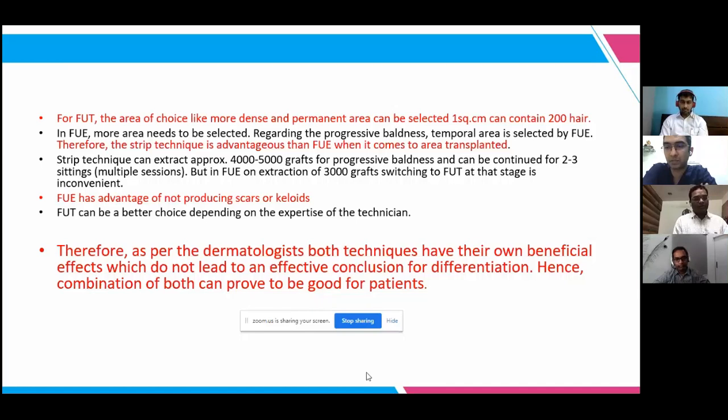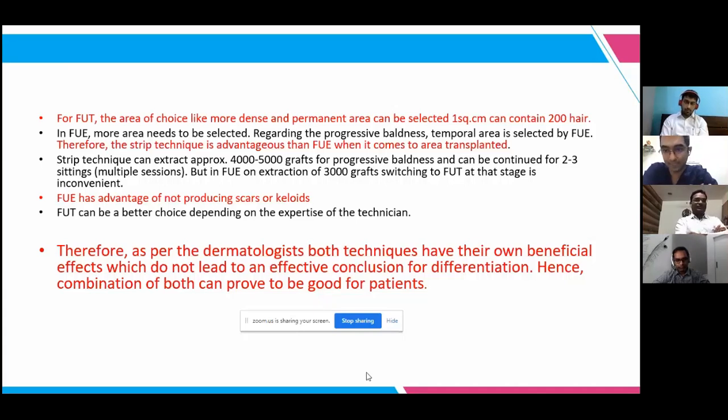FUE has the advantage of not producing scar keloids. One has to agree to that. But with FUT, more grafts can be taken at a particular time compared to FUE. As per the dermatologist, both techniques are beneficial. Both techniques have advantages and disadvantages, so it all depends on the choice of the individual, the patient's choice as well as the doctor's choice. The surgeon should be trained in both.